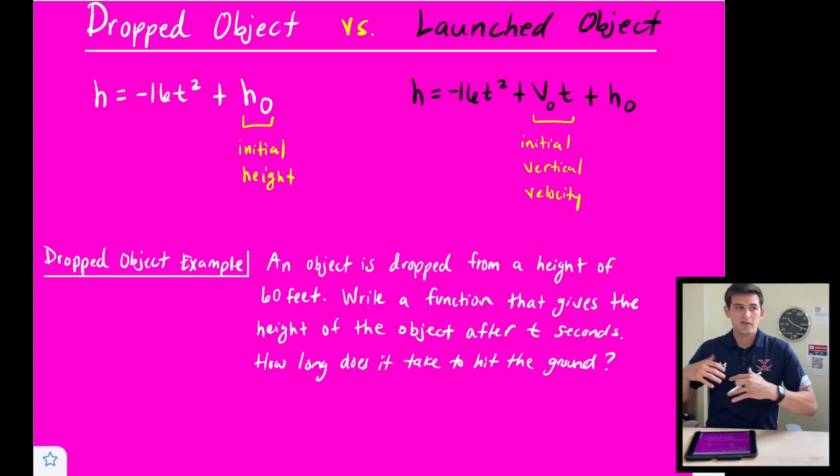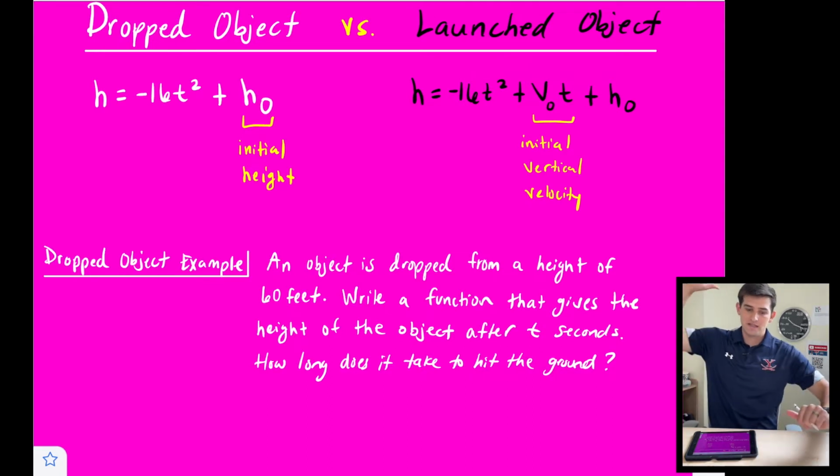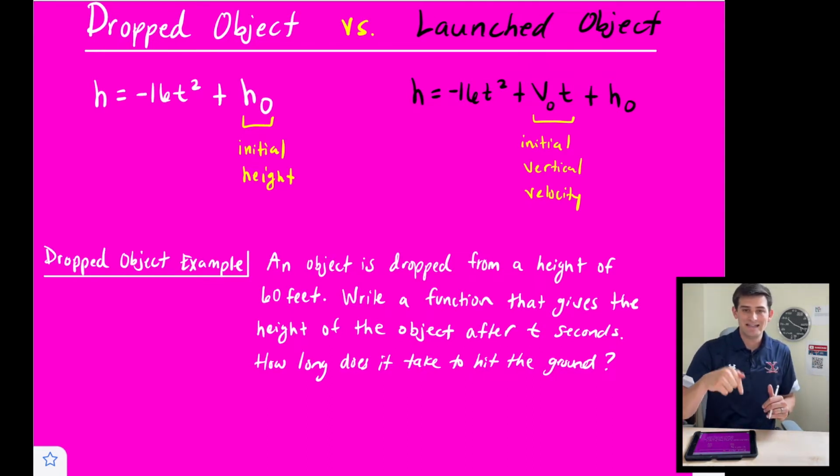Think, for example, like in volleyball, if the hitter comes up and they spike the ball down, well, they're hitting it down, right? So our velocity there would be negative. And then let's say we're shooting a bow and arrow or something like that, or if we throw a baseball directly parallel to the ground, well, then in that case, our vertical velocity would be zero. So that value could have a positive, negative, or zero value. So let's take a look at a dropped example, and then we'll take a look at a launched example.